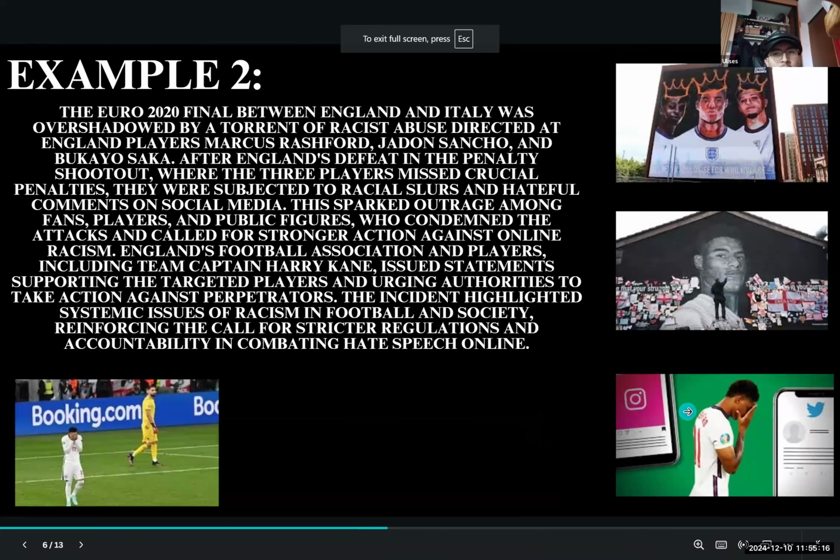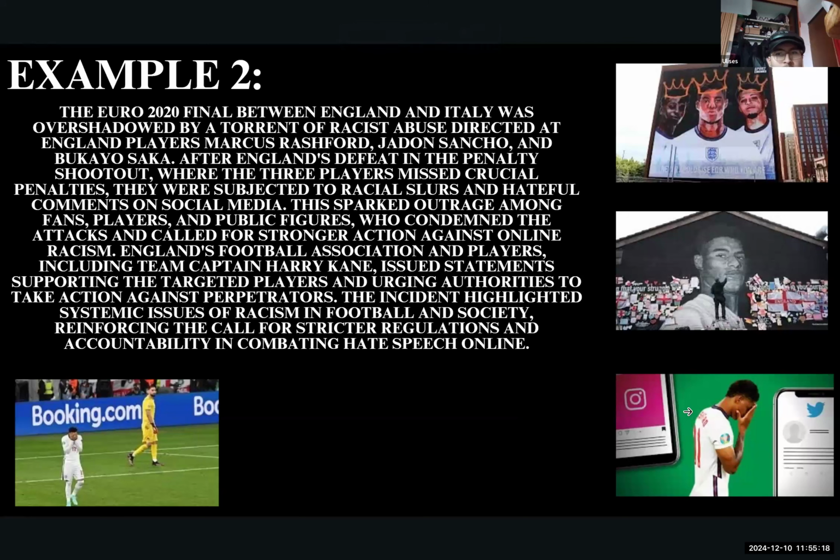so another example of racism is in the Euro 2020 final between England and Italy. It was pretty much overshadowed at the end because although England didn't win, a torrent of racist abuse was directed at England players Marcus Rashford, Jadon Sancho, and Bukayo Saka after England's defeat in a penalty shootout, where the three players missed very important penalties and they were subjected to racial slurs and hateful comments on social media.